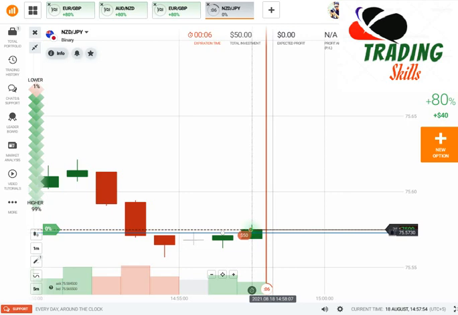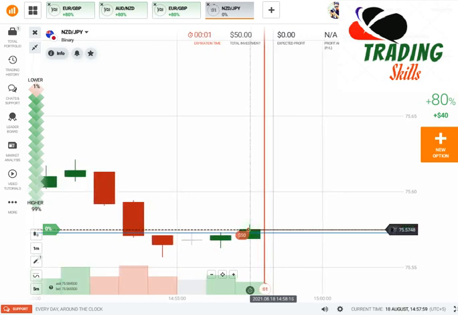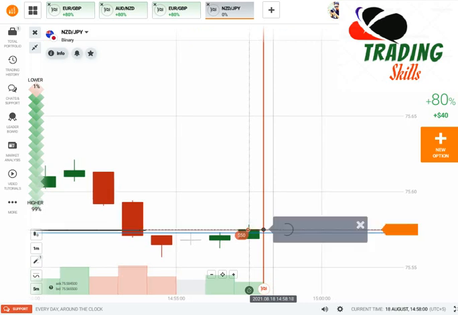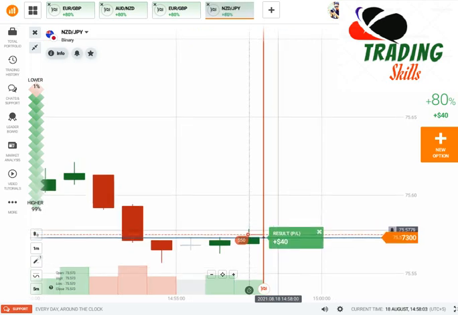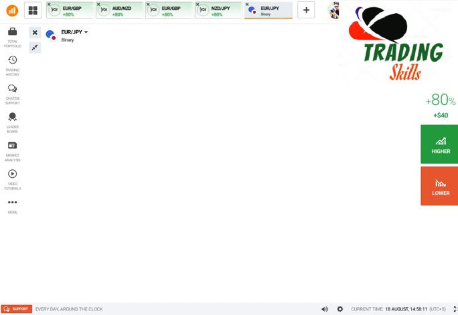Okay, market needs to come down again. Okay, so you can see I won this trade also because of my entry point and because of identification of the level. Okay, so let's analyze another market.